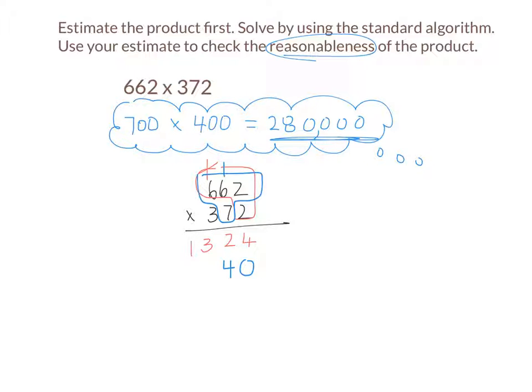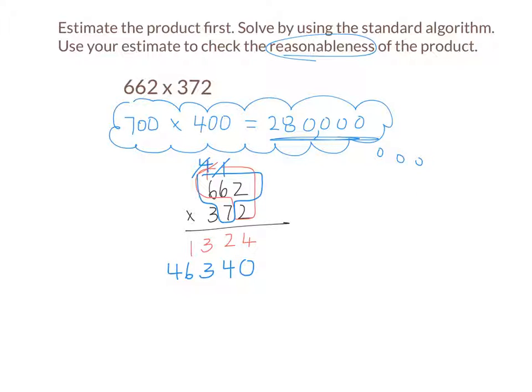6 times 7 is 42, right, guys? Yeah. Plus 1 would be 43, so I'm going to write the 3 and regroup the 4. Again, 7 times 6 is still 42, but this time I'm adding 4 more, so I have 46. Good. That's another partial product.